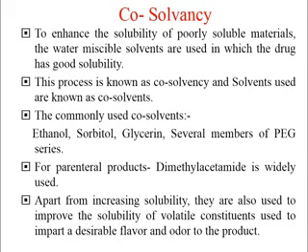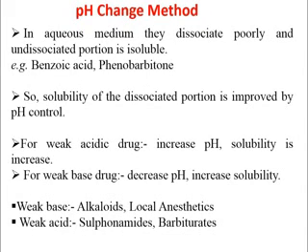Then the pH change method. By using this method also we can try to increase the solubility of your drug. In aqueous medium, some drugs get dissociated poorly and the undissociated portion is insoluble. Examples are benzoic acid as well as phenobarbital. The solubility of such materials can be increased by changing the pH. At a particular pH they may have good solubility, so we can maintain that particular pH of the solution to have good solubility.